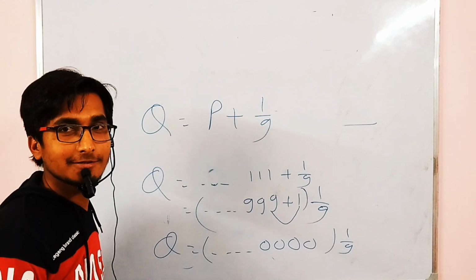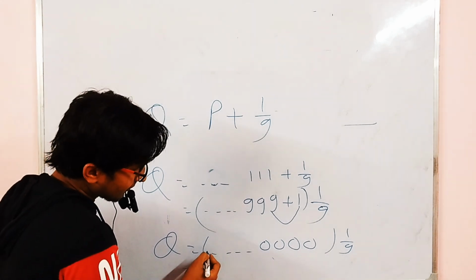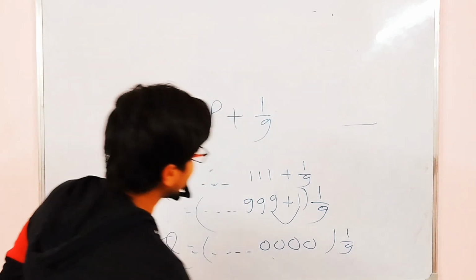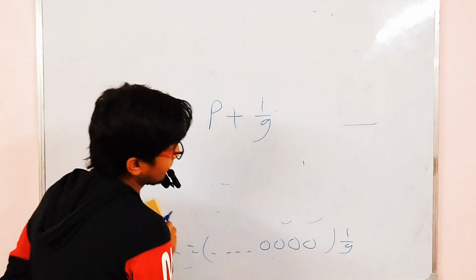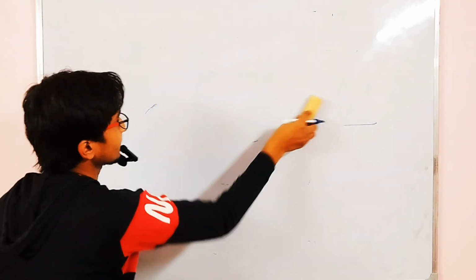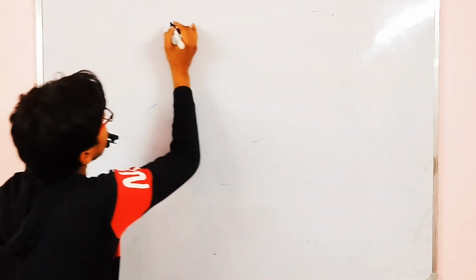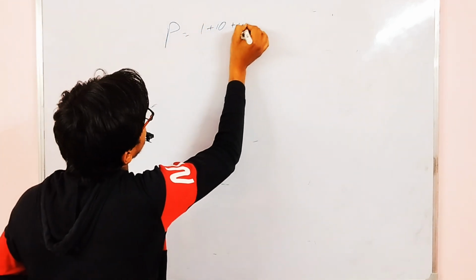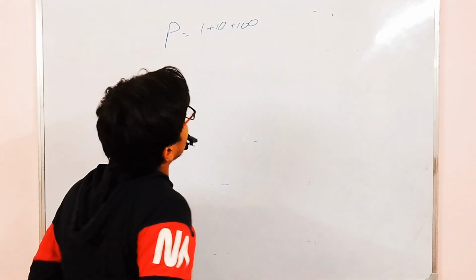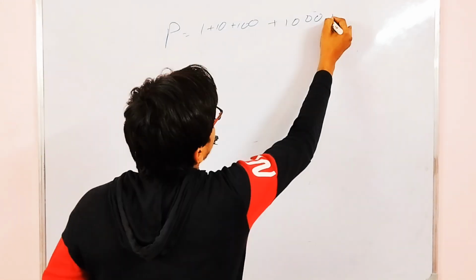Are you getting me? So this number is what? This number becomes what? I'm again writing. I hope you are able to get it. Then I am again writing this number. So this P is actually 1 plus 10 plus 100 plus 1000 and so on.